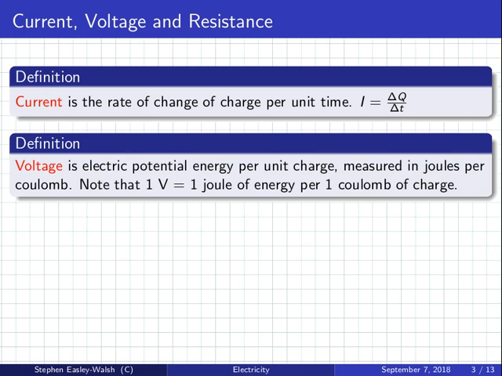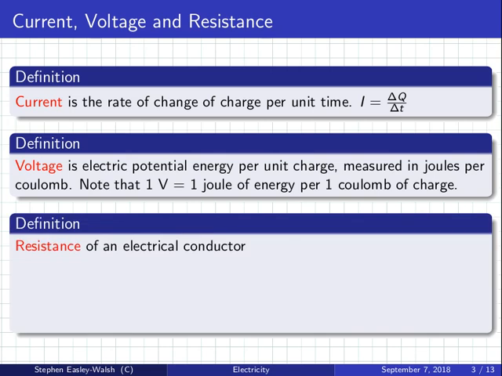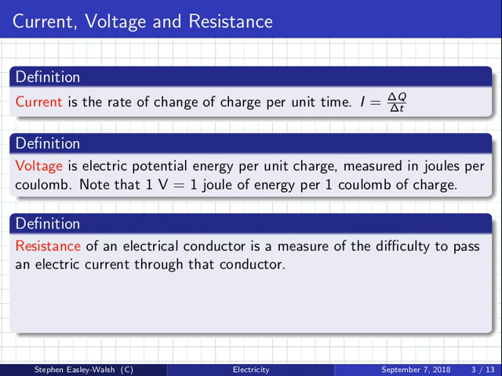Okay, so next one now is resistance. So we talk about resistance as being a hindrance to the current. It's a measure of the difficulty it is for the current to pass through the conductor. So you know some things are good conductors and some things are bad conductors. Like copper is a good conductor. What's a bad conductor? Wood is a bad conductor. So these materials have different resistance. A low resistance is good for the current. A high resistance is bad.